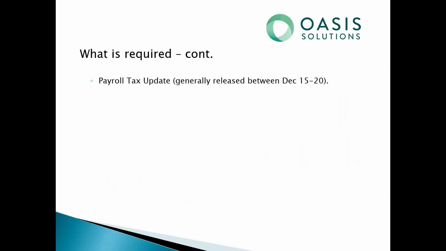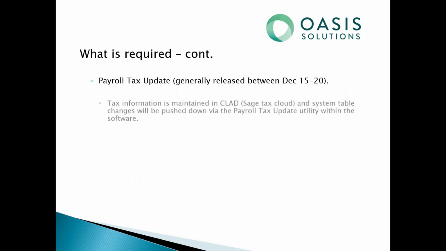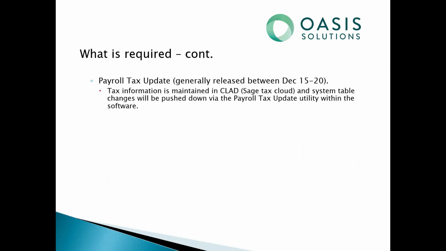The next thing that you will need is that payroll tax update, the one that you get prompted for from Sage while you're processing throughout the year. Whenever Sage releases an update, those updates are the information that Sage keeps in their tax cloud. Also, they call it the CLAD. That's the information where they change information in tables and then they push down the tax update to you.